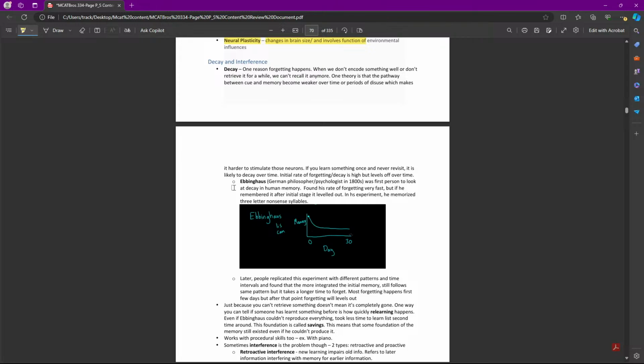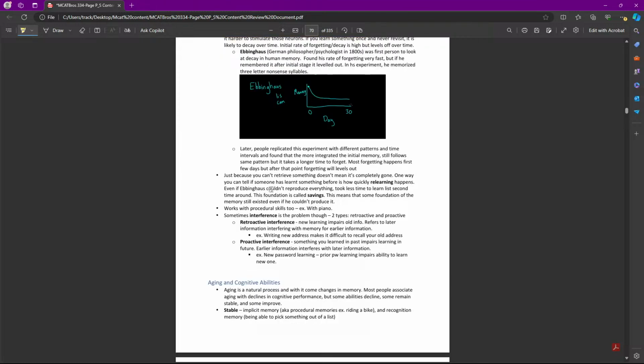So, Ebbinghaus was the first person to look at decay in human memory. He found his rate of forgetting very fast, but it leveled out after the initial drop. In his experiment, he memorized three-letter nonsense syllables. Later, people replicated this experiment with different patterns and time intervals and found that the more anchored the initial memory, it still follows the same pattern. It takes longer to forget. Most forgetting happens in the first few days, but after that point, forgetting will level out.